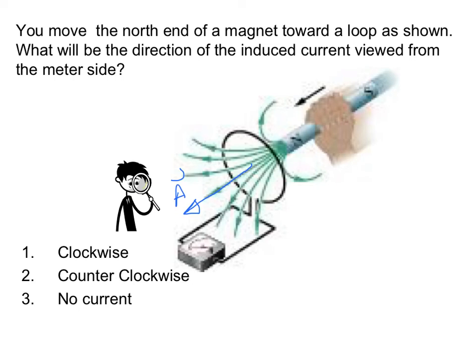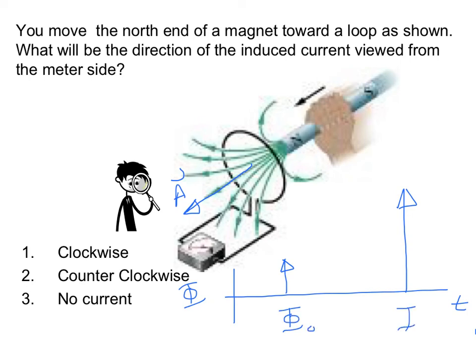try drawing a graph again of the flux over time, and initially the flux is positive. Now as you move it towards the loop, what will happen? Well, the magnetic field of course will increase. So you'll get a larger flux. Now if you think about it then, the change in flux is positive. Okay? So now see if you can answer the question from here. Now if you're still having trouble, I can help you out more.